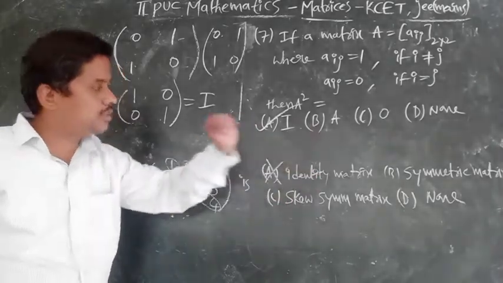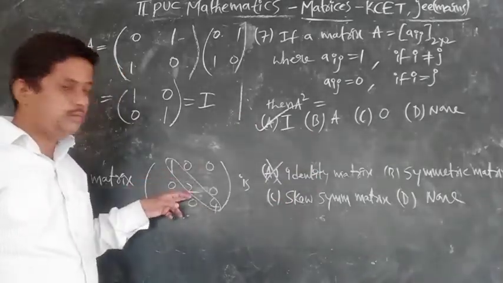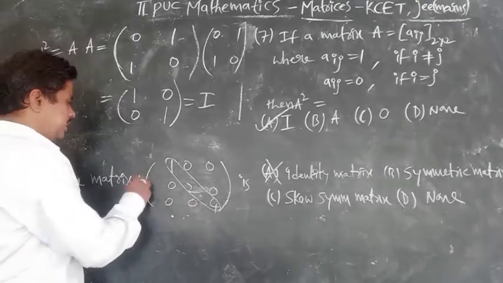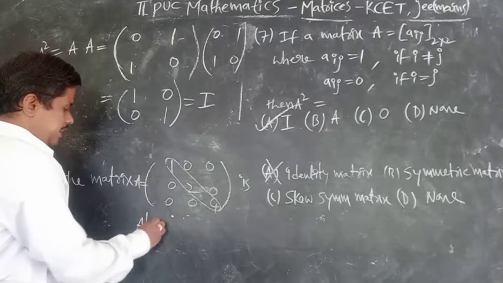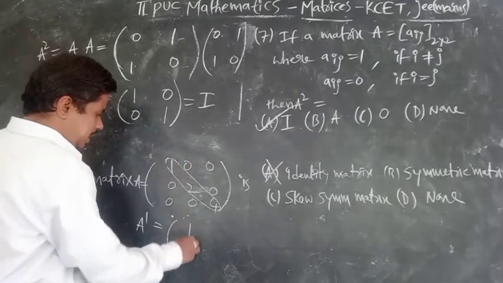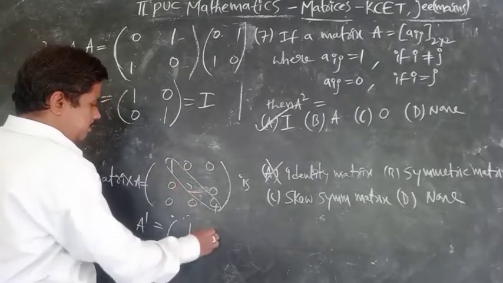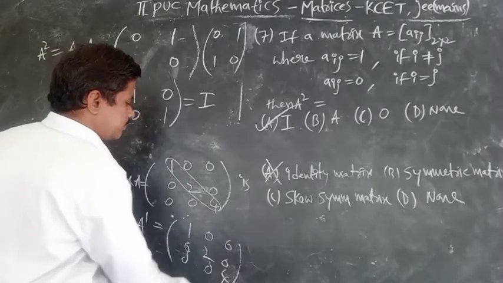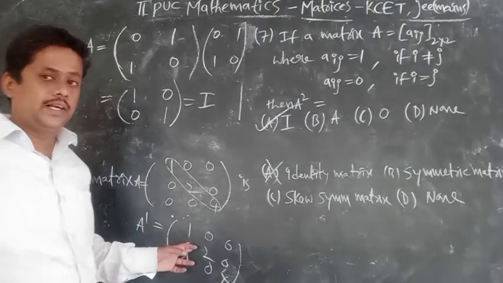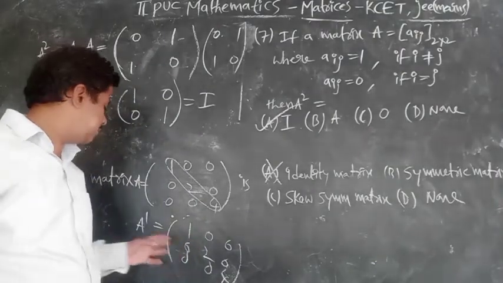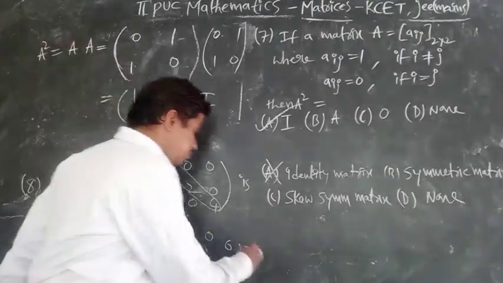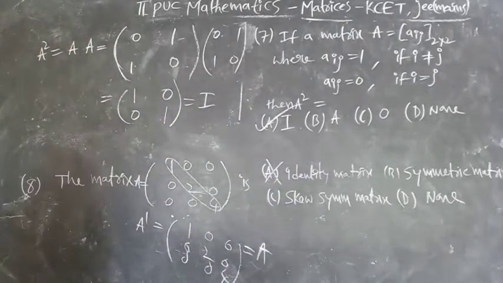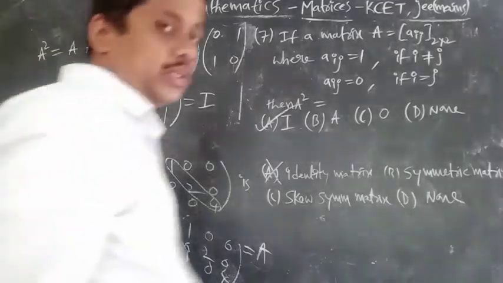Next we will move to the symmetric matrix. If you take A equals A dash, the first row will become the first column, 1 0 0. The second row will become 0 2 0. The third row, 0 0 4. Every diagonal matrix is a symmetric matrix. So A dash equals A, therefore it is a symmetric matrix. So option B is the right one. You have to check like that.